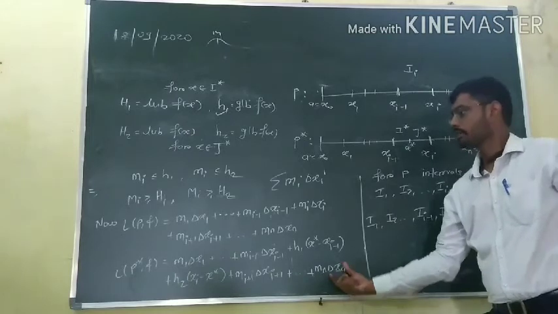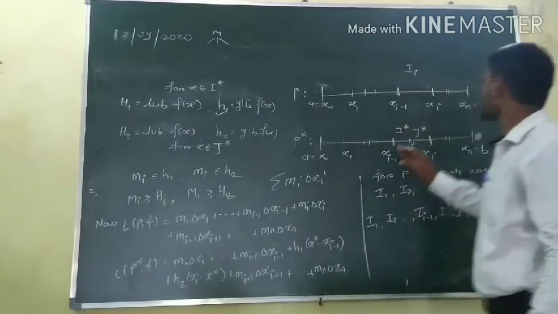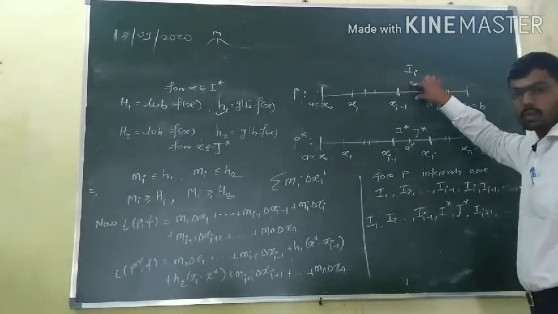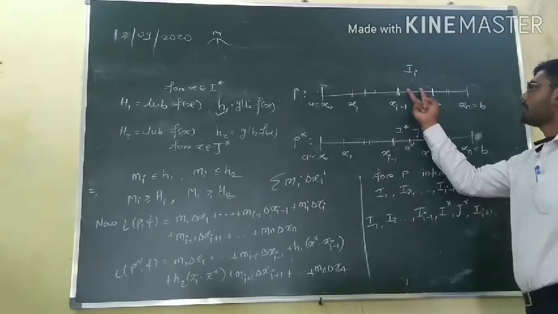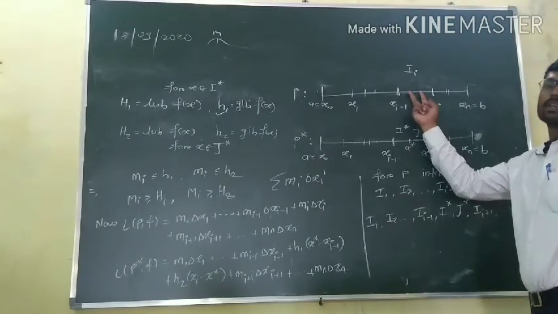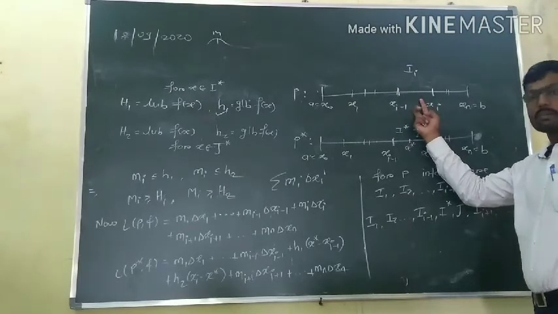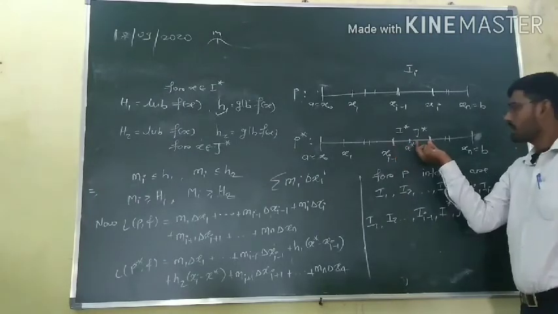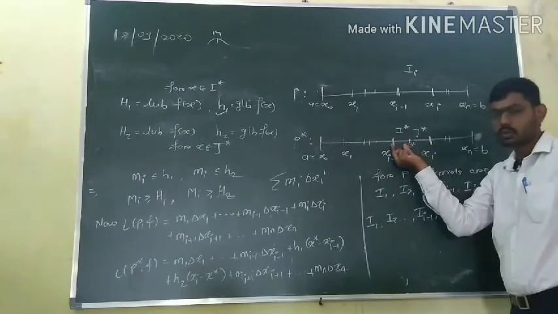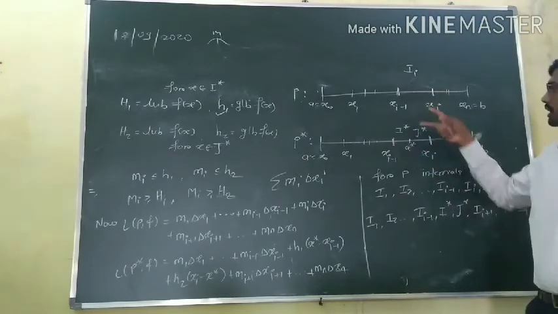So the only difference is here. Here there is only one interval. Here there are two different intervals. Here the maximum value is capital M i, and the minimum value is small m i. Here the maximum value is capital H1, here H2. Here the minimum value is small h1, here small h2. Only this is the difference.